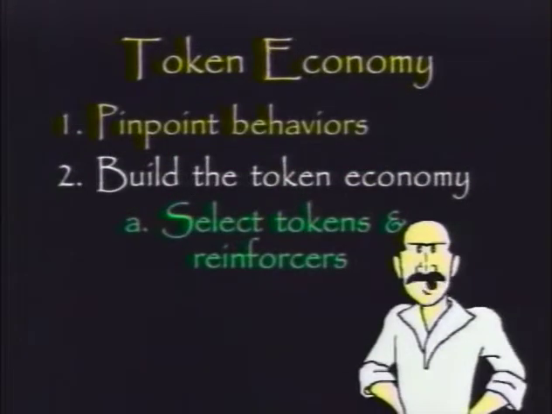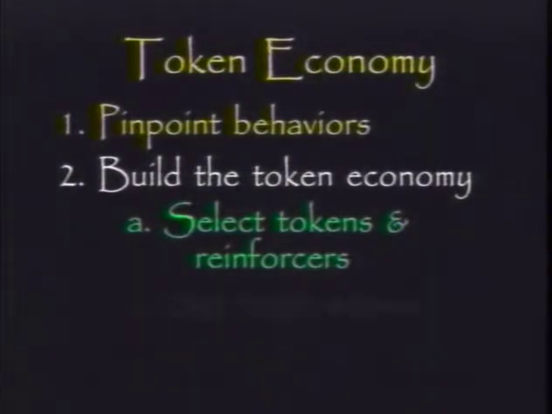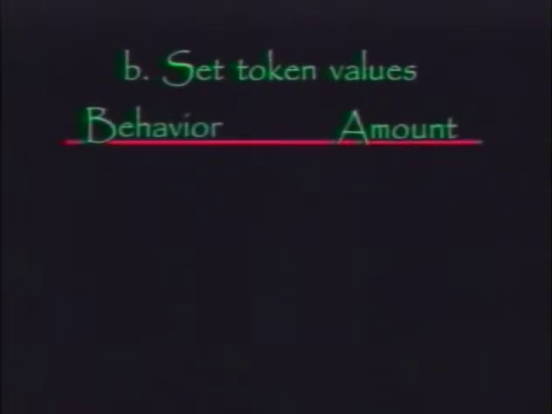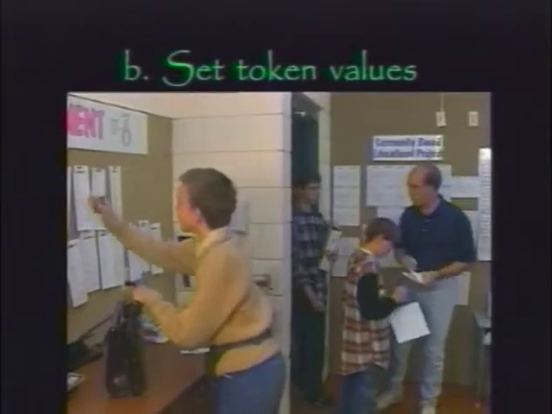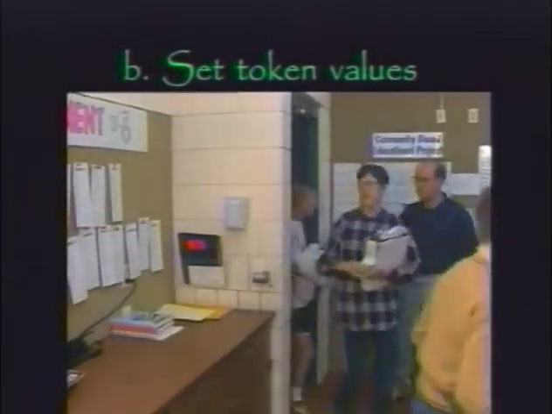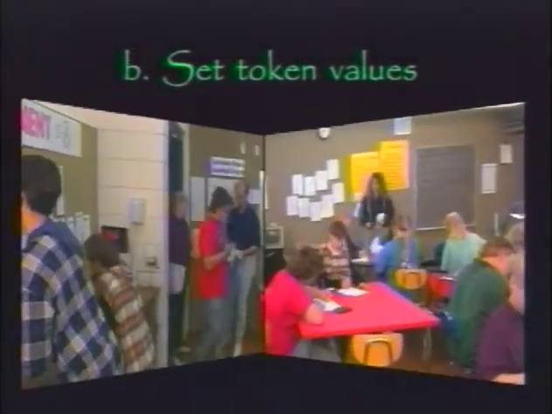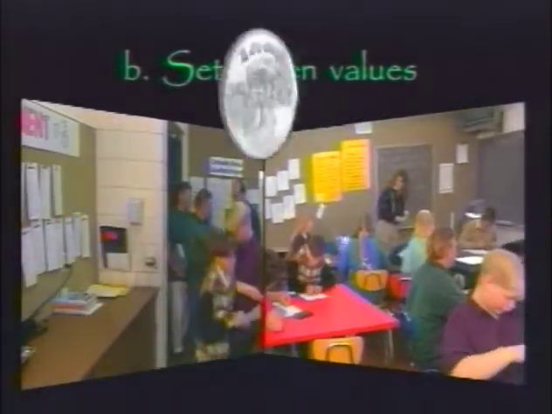Right, class. Select tokens and reinforcers. What's next? Now comes the tricky part, setting token and reinforcer values. Start by deciding how many tokens a student can earn for doing the correct behavior. For example, this instructor gives one token, or a Windsor buck, to students who come to class prepared with their calculator, while the paraeducator awards two tokens to students who go directly to their seats and begin working.